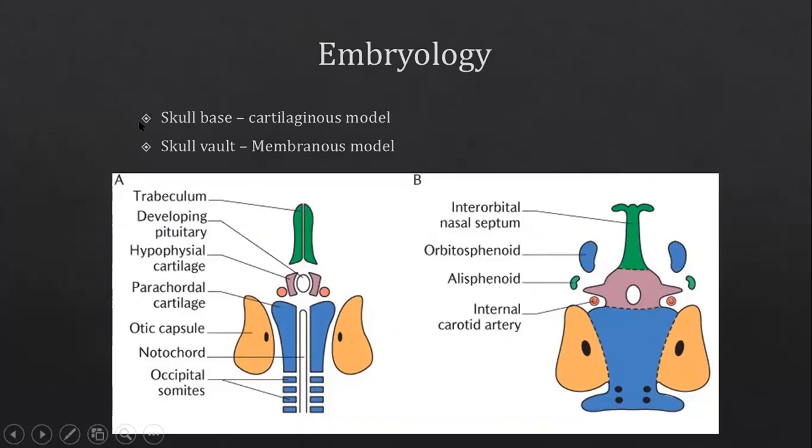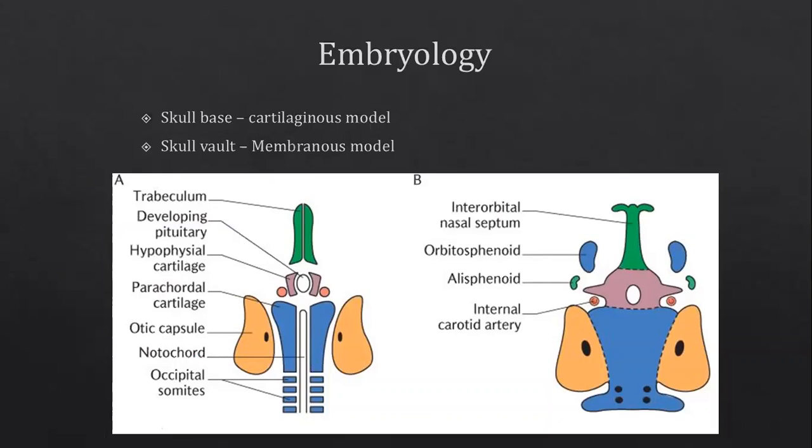Now, I've said in brief, really, the skull base is formed from a cartilaginous model, as opposed to the skull vault, which does not have a cartilage, but has a membranous model. So if you compare to the pelvis bone, which has a cartilaginous model, as opposed to the clavicle, which has a membranous model, similarly the calvarium has a membranous model.